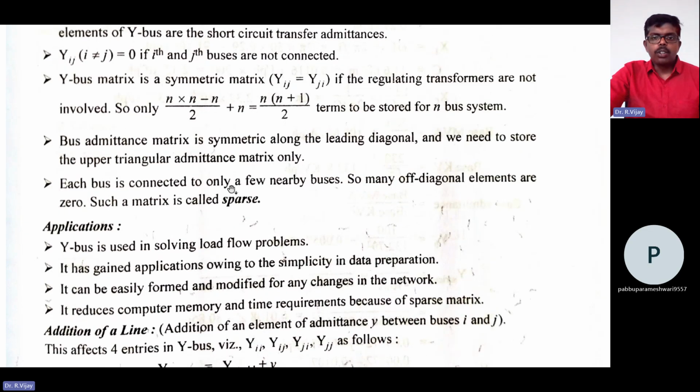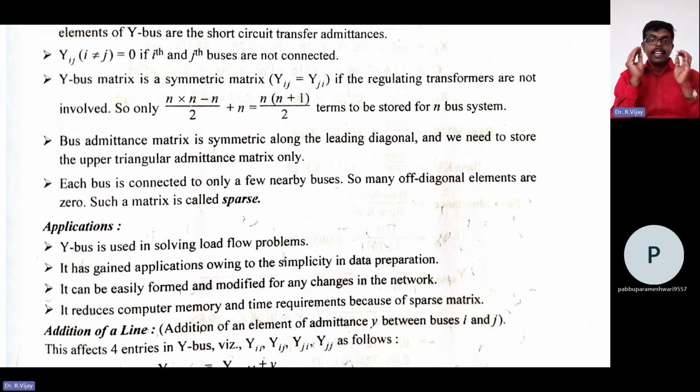Each bus is connected to only a few nearby buses, so many off-diagonal elements are zero. Such a matrix is called sparse. Wherever the connection is not there in the off-diagonal elements, you need to mark it as zero. Such a matrix is called a sparse matrix. This is very, very important. It is a 2 mark question: what is a sparse matrix?